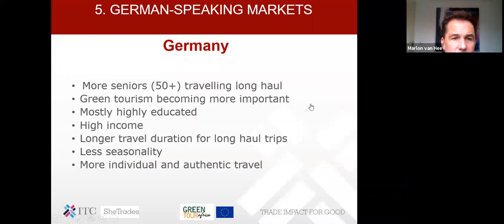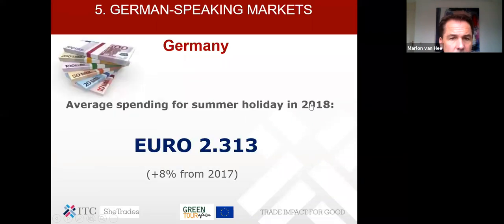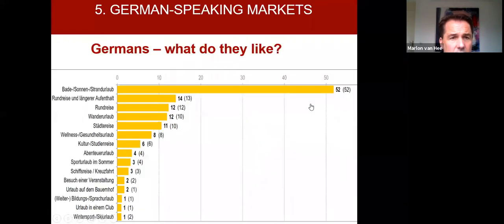More seniors are traveling, and green tourism is becoming more important. Also in Germany, Germans are very critical about accommodations. There's also a visible trend towards eco-lodges in the German market. Average spending: 2,313 euros for summer holidays in 2018. That is quite a lot of money. I think one of the highest in Europe.